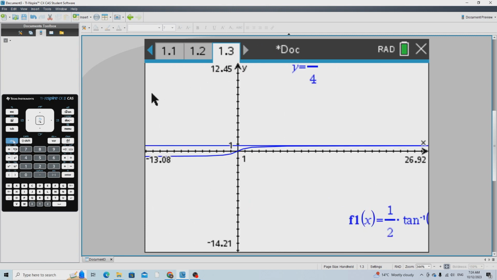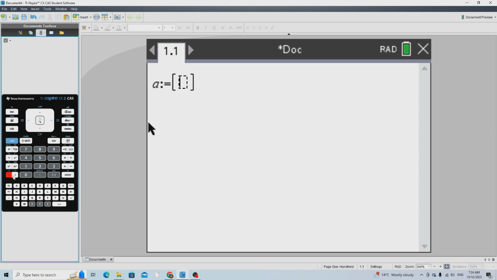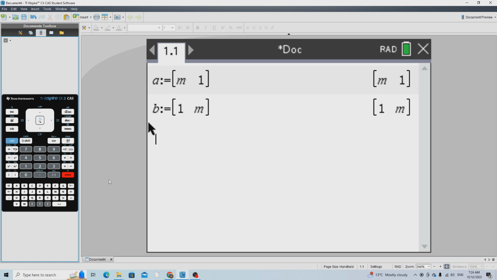So, what's this question telling me? Let me delete this whole thing. And so, let's define those vectors. So, the first vector A is (M, -1). B is the vector (1, M).